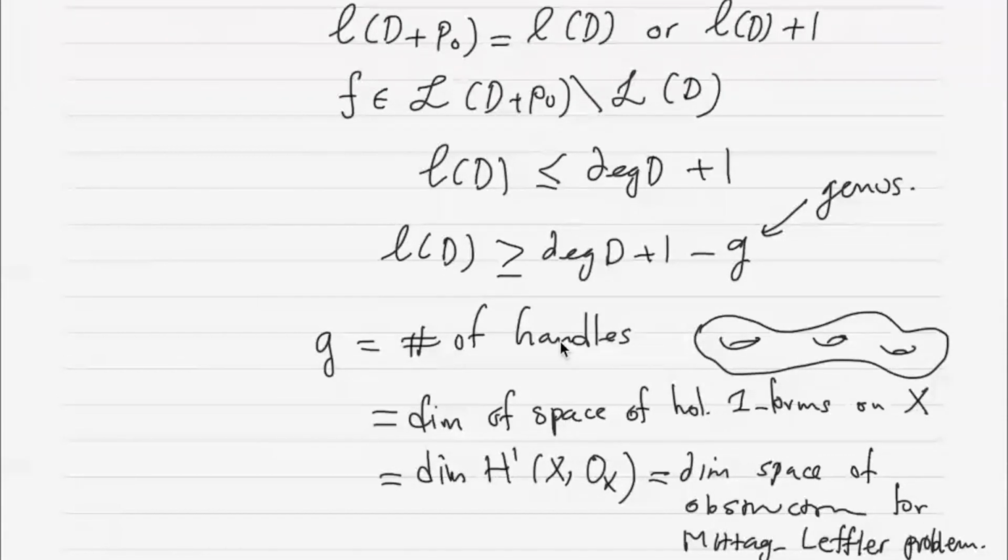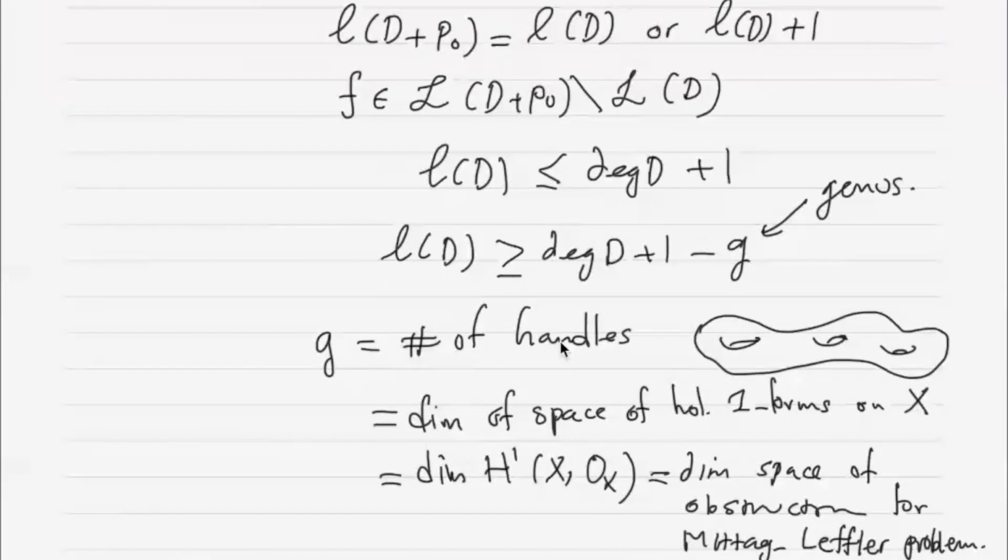So over C, such a problem always has a solution. That means that there is no obstruction. And the reason for that is that C is part of CP1, the sphere, and the genus there is 0. So the dimension of the space of obstructions is 0. So that means that there is no obstruction to solving the Mittag-Leffler problem. But once you go to higher genus, then there will be obstructions. I'm going to talk more about this probably today.